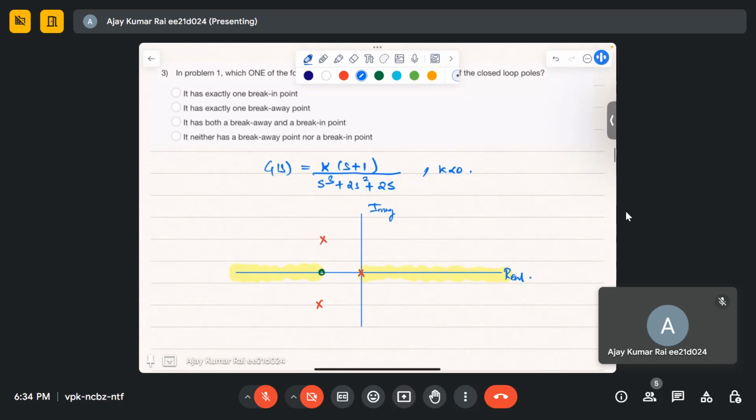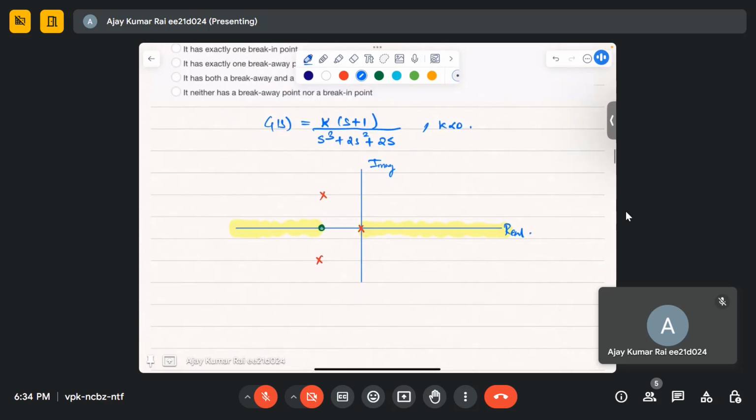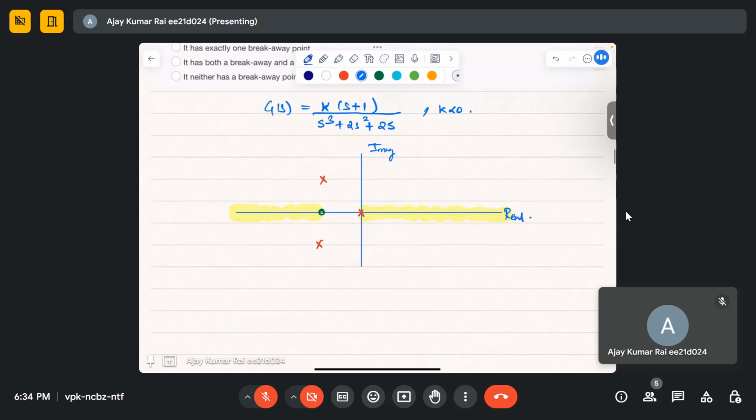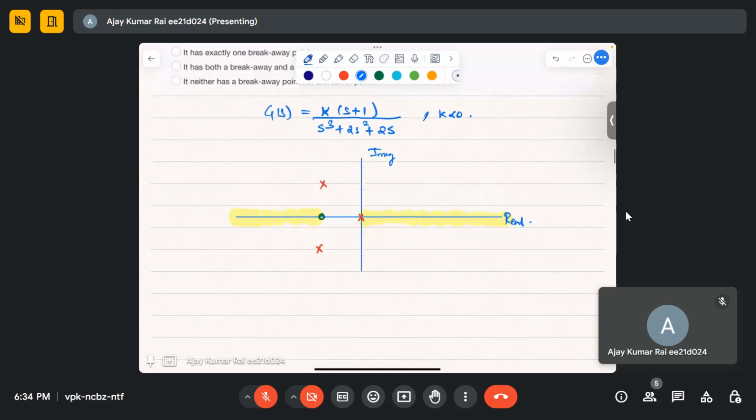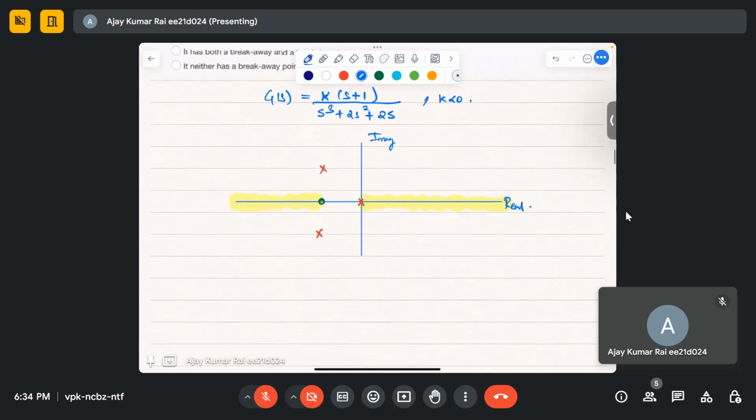Okay, so let's first do the mathematics. Break-in and breakaway point. So how to calculate that? So we'll take the characteristic equation. For that you need to find out the closed loop transfer function.